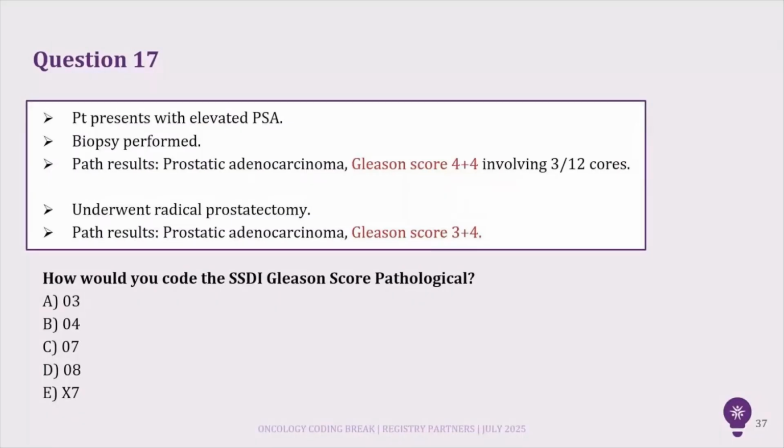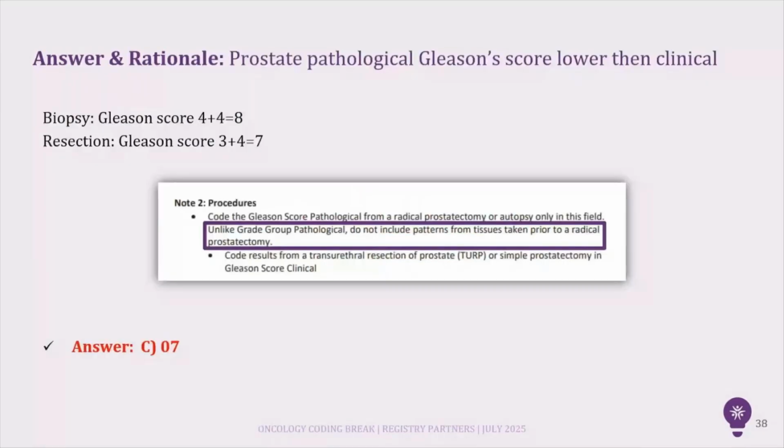Okay, we're going to go ahead and end this one. And then let's look at it. So I did try to trick you on this one. Remember, unlike grade, we're talking about the pathological Gleason score. So this field is looking for the pathological Gleason score, and we're only going to use the score from the radical prostatectomy, which was 7.